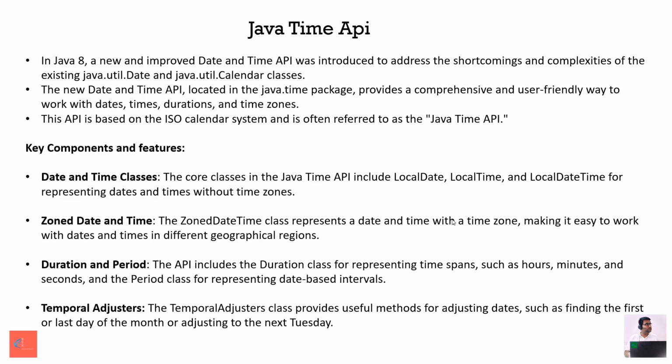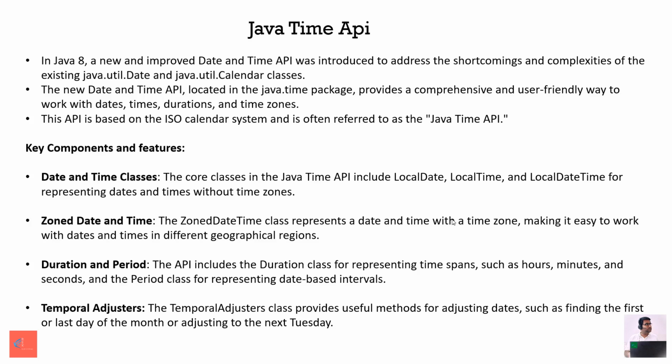Some key components and features of the Java Time API are the core classes, which include LocalDate, LocalTime, and LocalDateTime for representing dates and times without a time zone. The ZonedDateTime class is added to represent a date and time with a time zone, making it easy to work with dates and times in different geographical regions. This API also includes the Duration class for representing time spans such as hours, minutes, and seconds, and the Period class for representing date-based intervals.